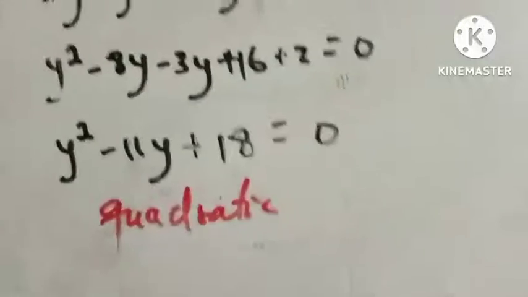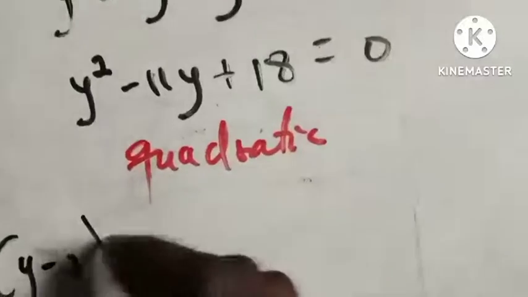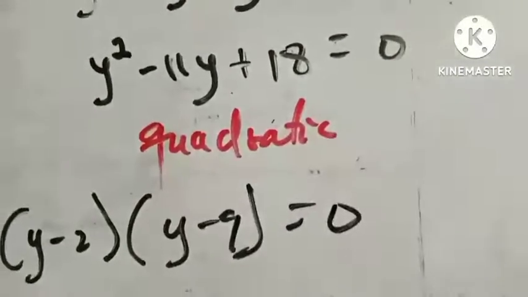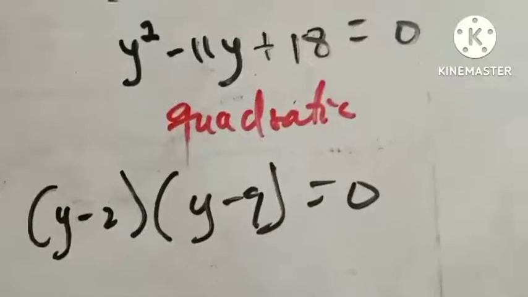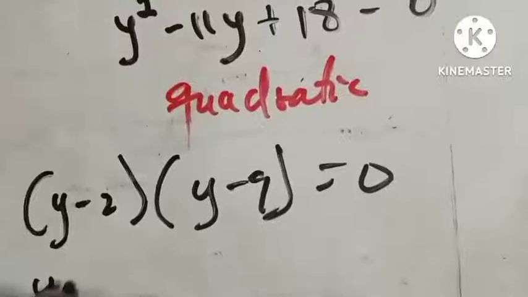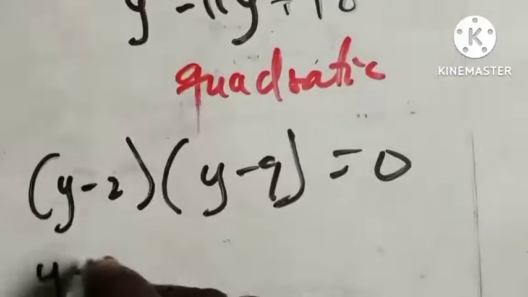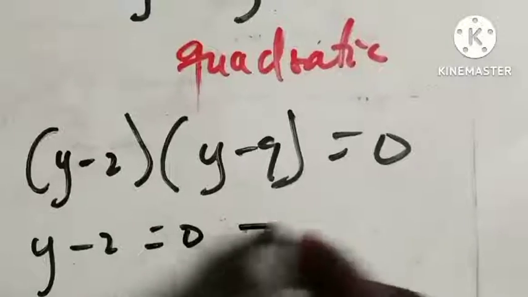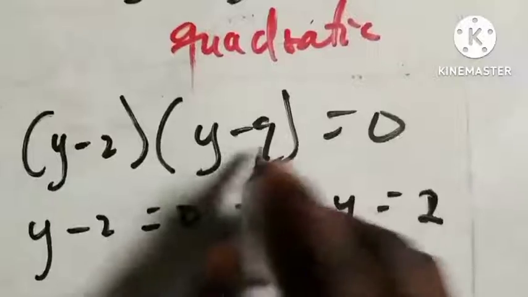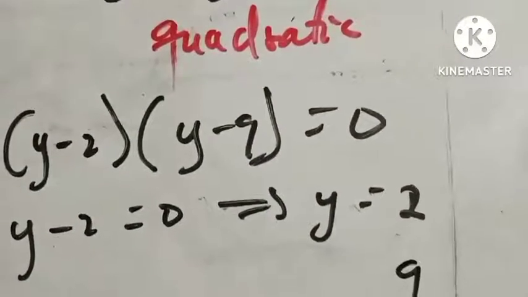But here, if you use the factorization method, you should have y minus 2 and then y minus 9, everything equal to 0. So this is just by the factorization method. You have to solve everything one by one. So you have y minus 2, solving the bracket separately, y equal to 2. And then here too, y should be equal to 9, right? So equal to 9.